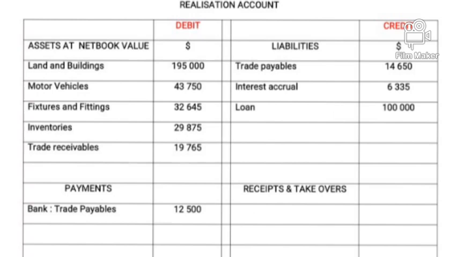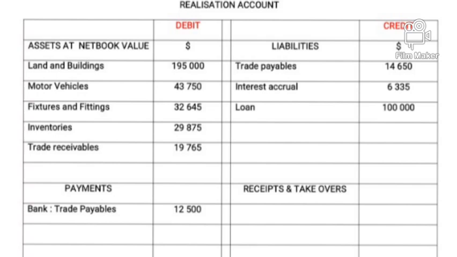So under the heading payments, I'm going to write bank; trade payables 12,500. So payments are placed on the debit side to subtract the obligations on the credit side of the realization account.